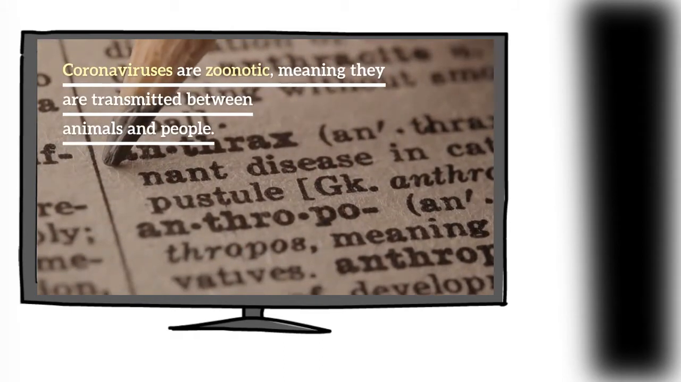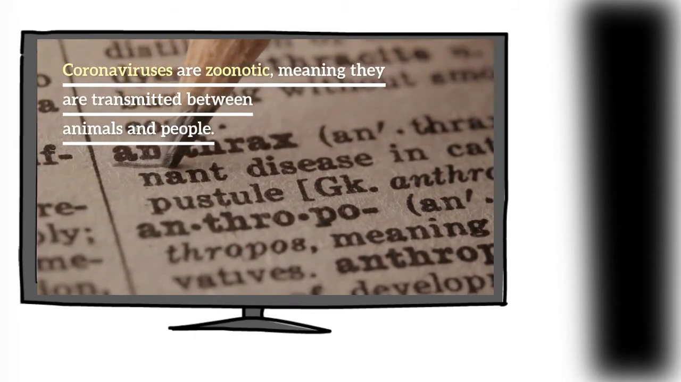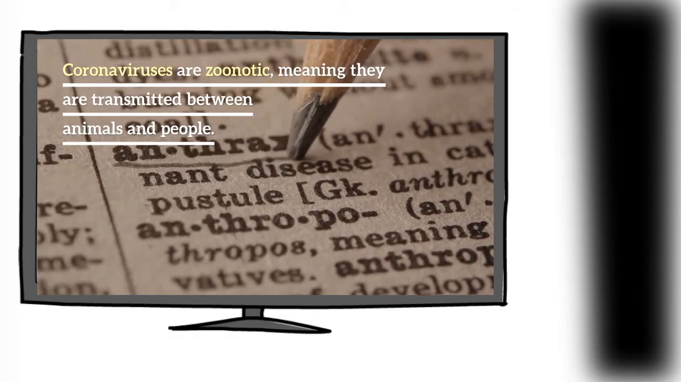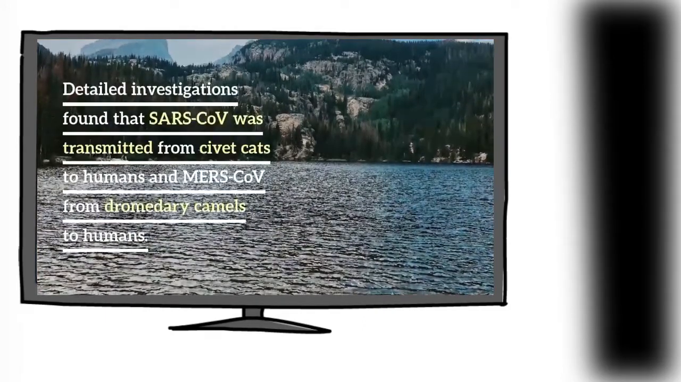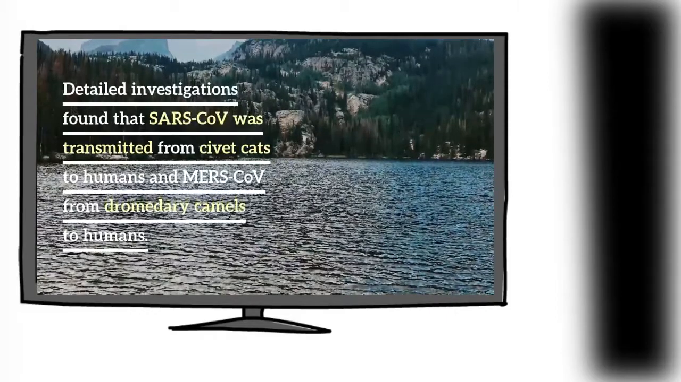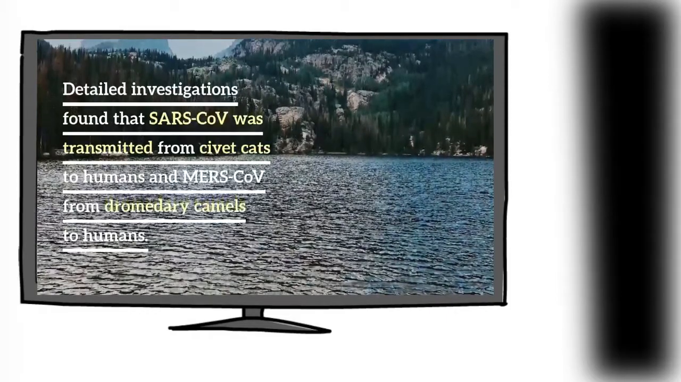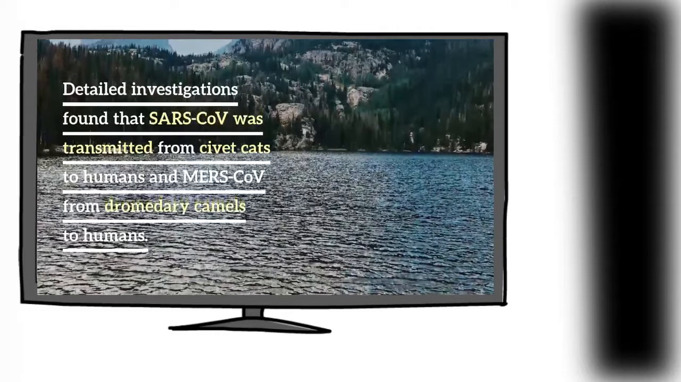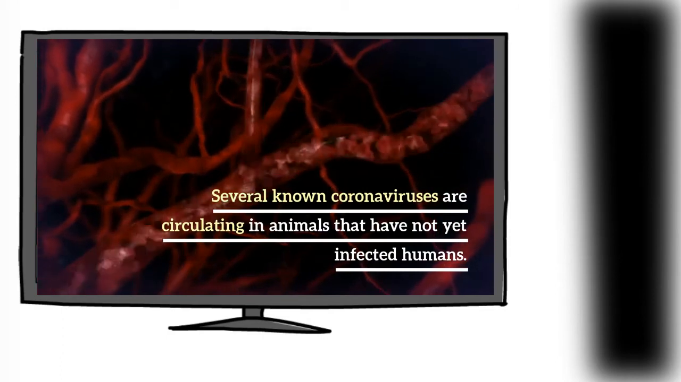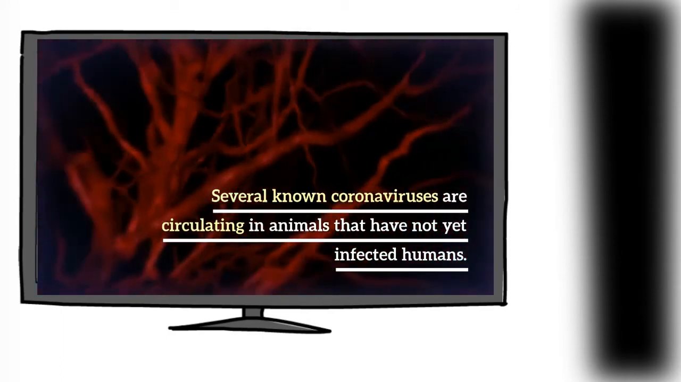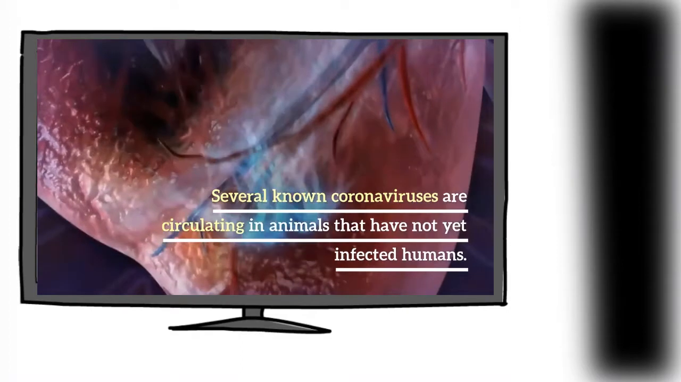Coronaviruses are zoonotic, meaning they are transmitted between animals and people. Detailed investigations found that the SARS coronavirus was transmitted from civet cats to humans, and the MERS coronavirus from dromedary camels to humans. Several known coronaviruses are circulating in animals that have not yet infected humans.